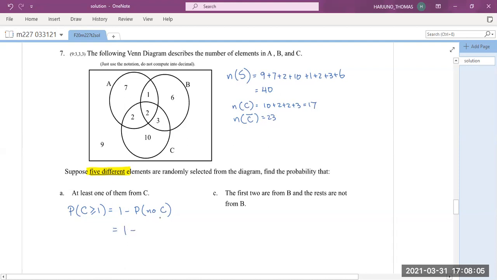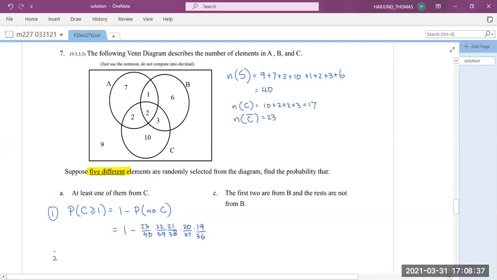The first one is not C. That's 23 over 40. Probability the second one not C. That's 22 over 39. And you do it 5 times, right? And that's it. Just leave it like that. Why? Because I say just use notation. Do not need to compute that to decimal. Now, that's the first way to do it.